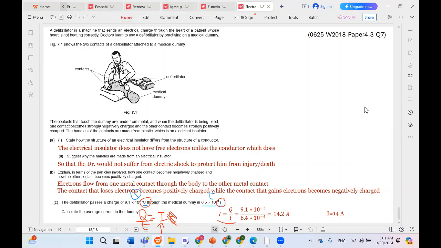We don't need to convert from hours to seconds or anything of the sort. So we simply copy down the values. We have 9.1 times 10 to the power of negative 3. We copy this down here, and the time is copied here. And we simply plug the values into the calculator, and this gives us a current of 14.2 amperes, which we approximate to two significant figures. So the final answer is 14 amperes.